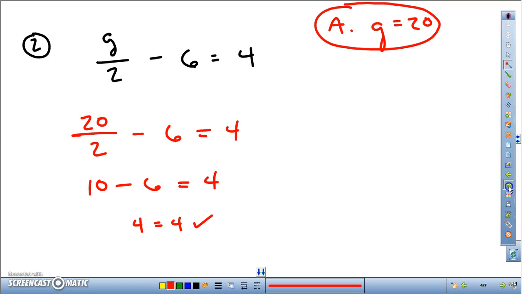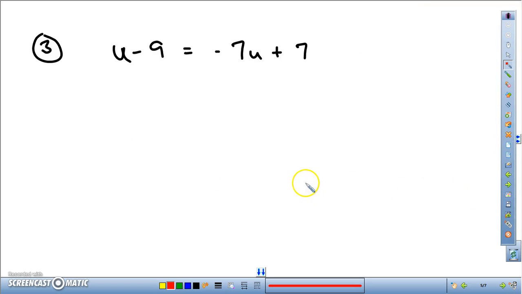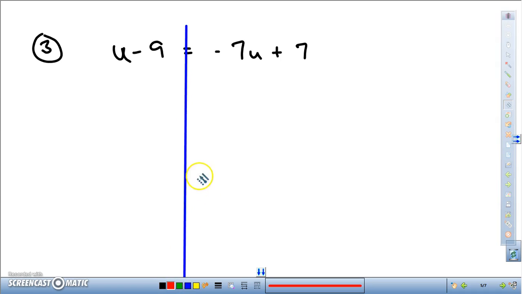Number 3, we're going to go ahead and use the problem solving process that we've been using up to this point. Just kind of get a little bit of review heading into today's lesson. So I've got a variable on each side here. So I want to get rid of it on one side. It doesn't matter which. I'm going to get rid of the negative 7u by adding 7u. If I do it to the right, I have to do it to the left as well.